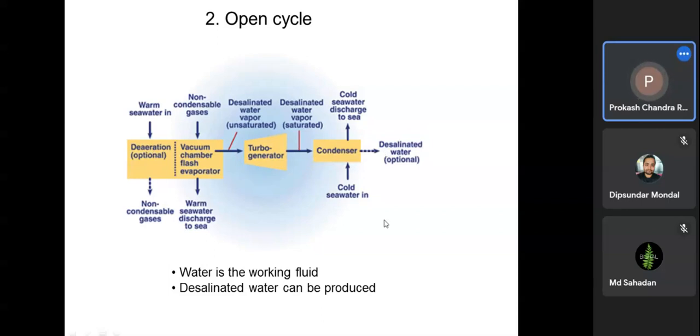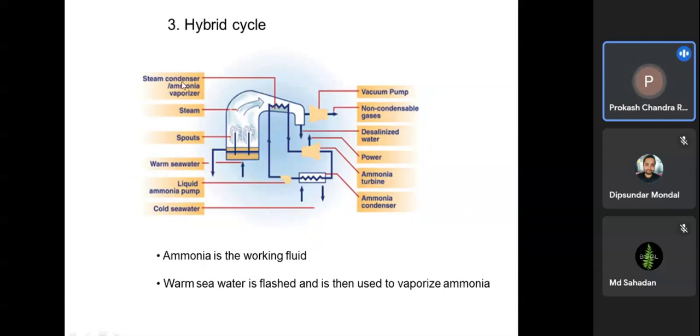So this is the open cycle, so there is no closed loop. That is the concept here: there is no requirement of another working fluid. So this is the open cycle, and this is the hybrid. Here we will talk about both things, open cycle as well as closed cycle.